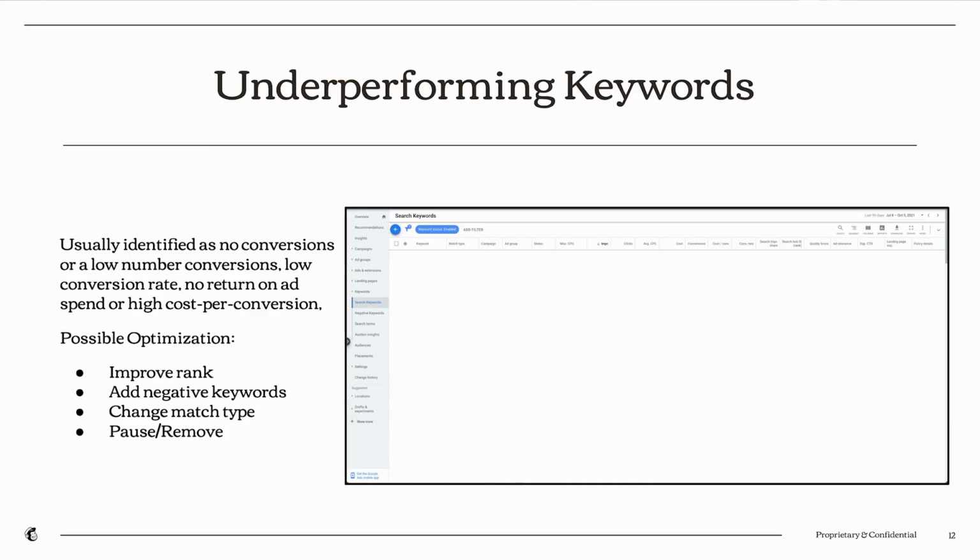Next is pause and remove, which kind of touches on that last point. If you find that there are keywords that you have either exact, phrase, or broad match that just aren't performing well for you no matter what you do, from adjustments on your ad copy to your landing page, you might just look to pause those keywords so that you're no longer spending money on areas that aren't performing well for you and instead continue your efforts on what is top performing.